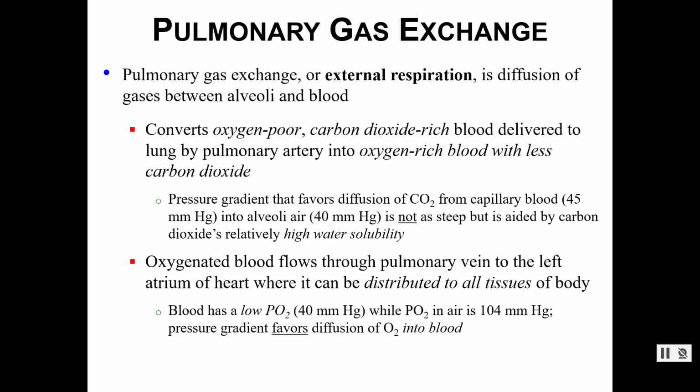The oxygenated blood, after we've done gas exchange at the capillaries, we're going to return to the heart via the pulmonary veins. So then the heart can distribute that well-oxygenated blood to the body, where we can do tissue gas exchange next. Again, in the chart that we looked at, the blood has a low partial pressure of oxygen compared to the atmospheric partial pressure of oxygen. So that favors diffusion of oxygen into the blood, on its way to the tissues.